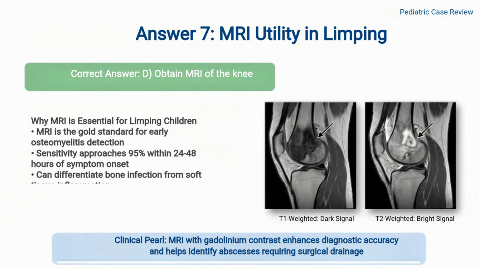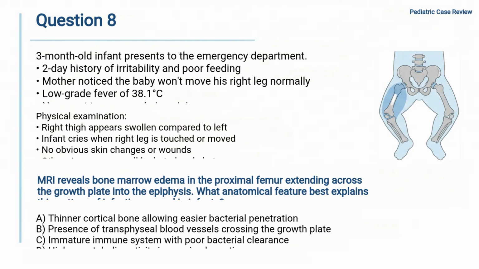Gadolinium contrast enhances diagnostic accuracy and helps identify collections requiring surgical drainage. Case 8. A 3-month-old infant presents to the emergency department with a 2-day history of irritability and poor feeding. The mother noticed the baby will not move his right leg normally. There is a low-grade fever of 38.1 degrees Celsius and no history of trauma.